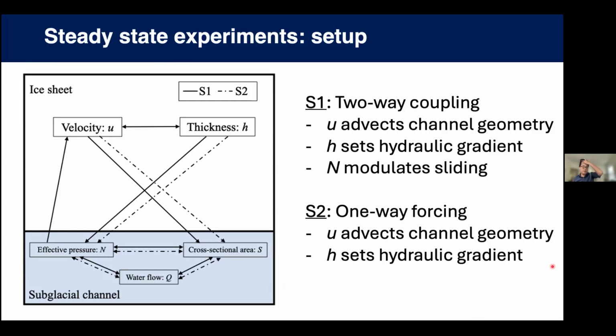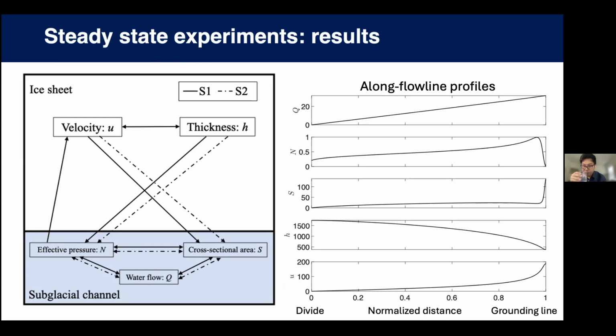And what's nice about looking at things in a steady state is that it makes the system of equations a lot more straightforward to solve. We can just set all our time derivatives to zero and then solve for these five variables of interest. So here's what Q, N, S, H, and U look like, spanning from the ice divide all the way to the grounding line. These are the profiles that are calculated using a regularized Coulomb law with standard parameters.